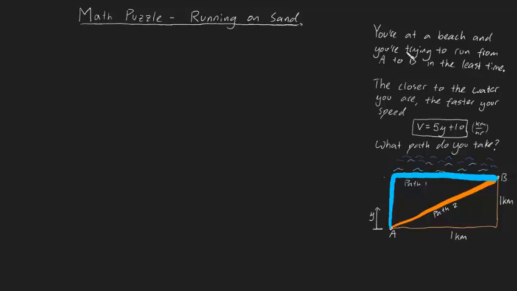Imagine you're at a beach and you're trying to run from point A to point B in the least amount of time possible. So this right here is our crudely drawn beach, this right here is point A, and this right here is point B.